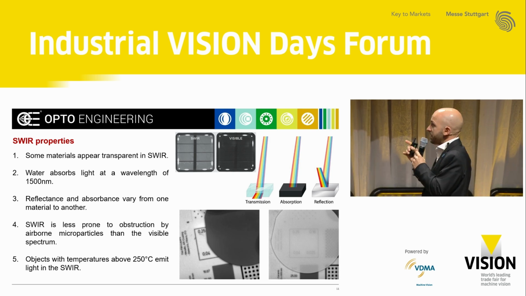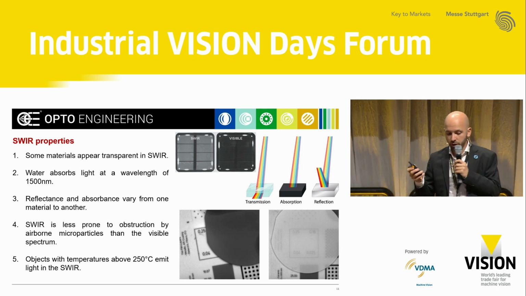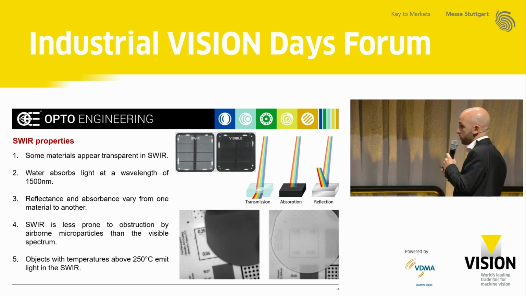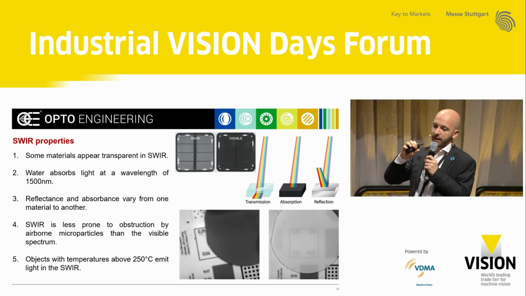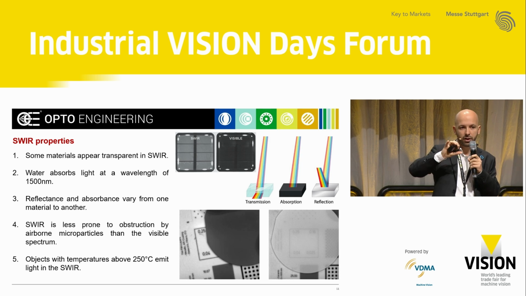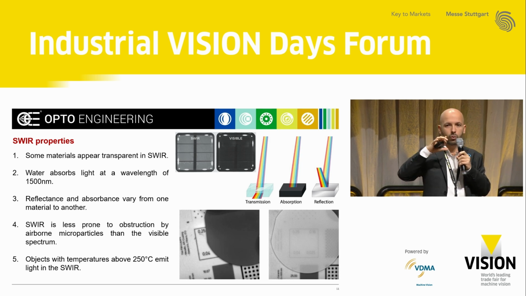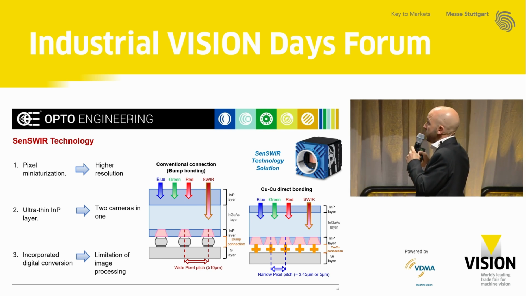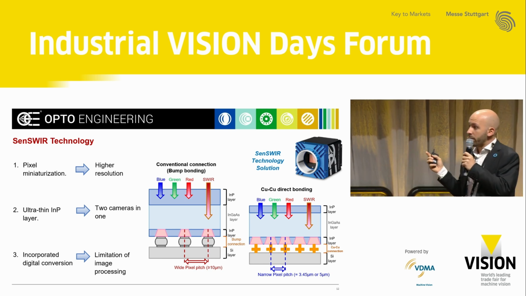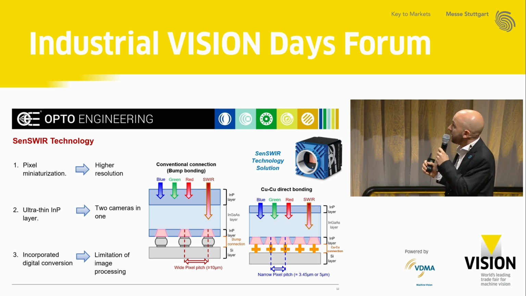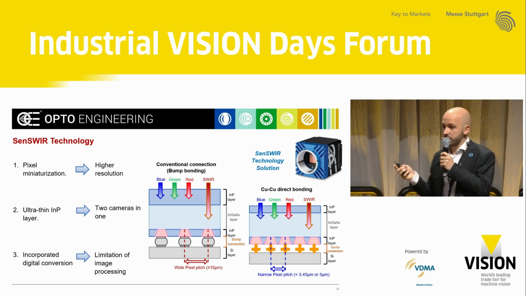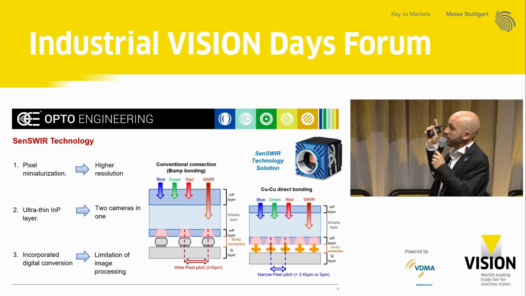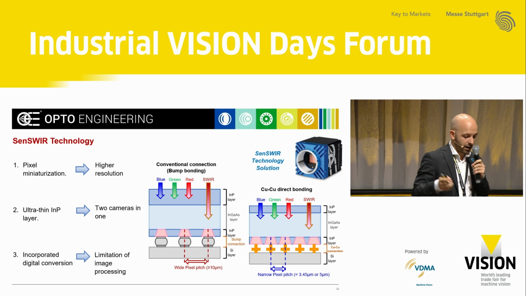The last one is that objects with a temperature above 250 Celsius emit light in the SWIR, so we can get evidence of the homogeneity of warm bodies. The SWIR technology that we have used in our cameras is based on the Sony SWIR sensors. And the key advantages that we have with this type of sensor are listed here.